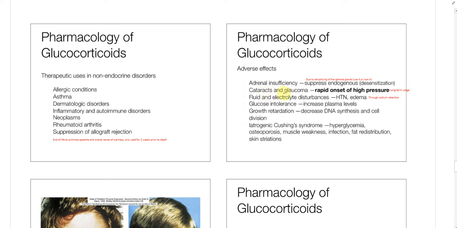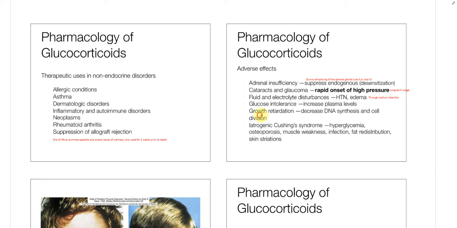There's also a chance for cataracts and glaucoma. With long-term use, there will be a rapid onset of high pressure in the eyes, which is really nasty to think about. Fluid and electrolyte disturbances can occur, primarily through pseudo-mineralocorticoid activation, leading to hypertension and edema. Because glucocorticoids massively increase blood glucose levels, our body can become glucose intolerant, which will then increase plasma levels, leading to potentially other inflammatory effects, ironically, from the extra sugar in the body.